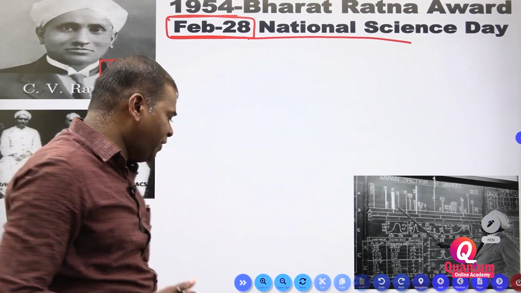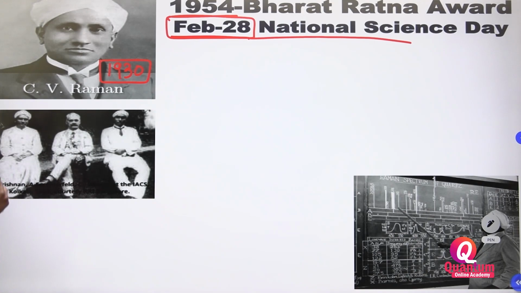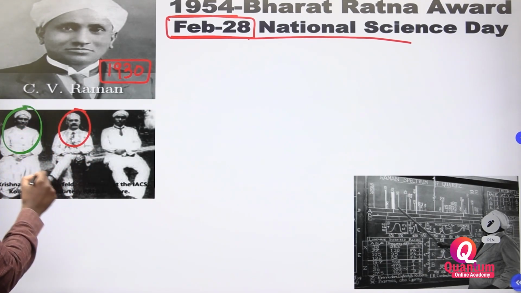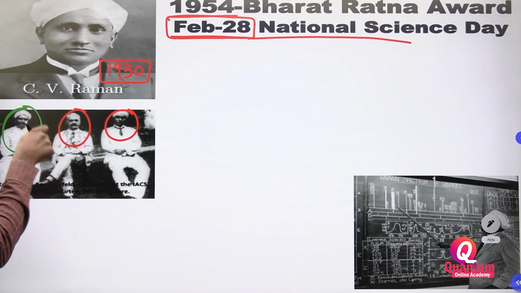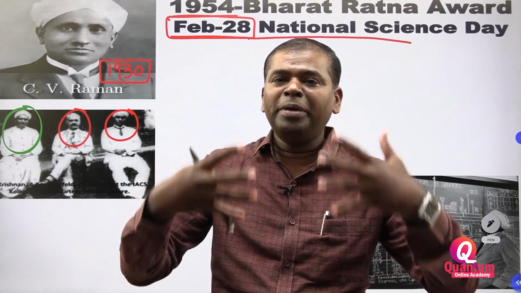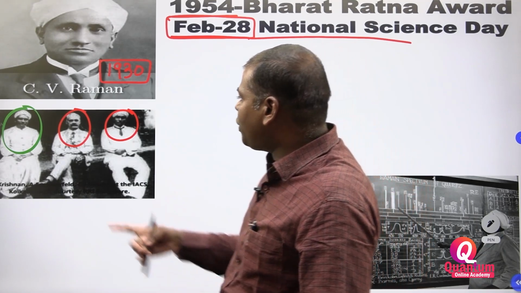Now what is his effect? I will explain the effect. This person is K.S. Krishnan. This person is Sommerfeld. This person is CV Raman. When Sommerfeld came to Kolkata, Subrahmanyan Chandrasekhar listened to his lecture and, inspired by Sommerfeld, became a scientist in his later days.